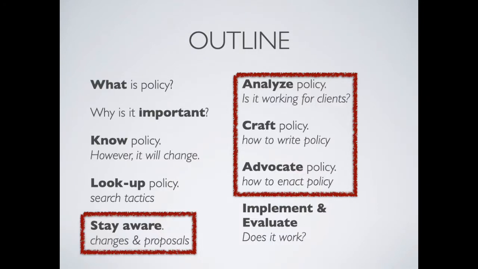How do you stay aware of proposed changes and actual changes? How can you begin to analyze policy, whether it's working for clients? How can you craft policy? Can you advocate for getting policy changed, for having policy enacted? So we're going to use this example of this TANF Opportunity Act. And why did we get the change from 277 to 387? And why did the governor sign that bill?